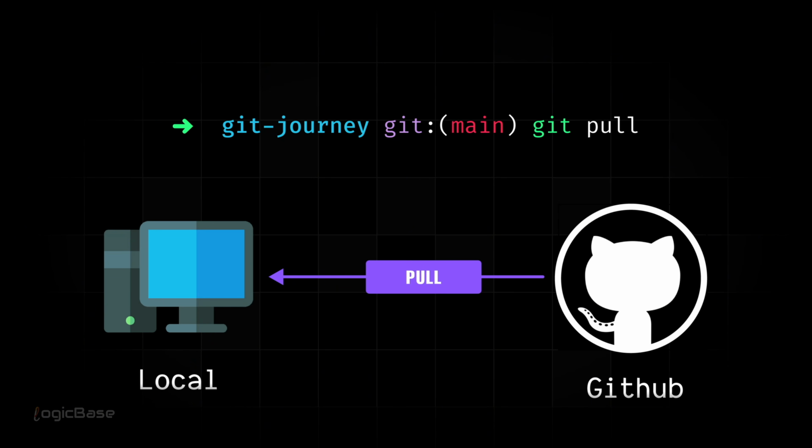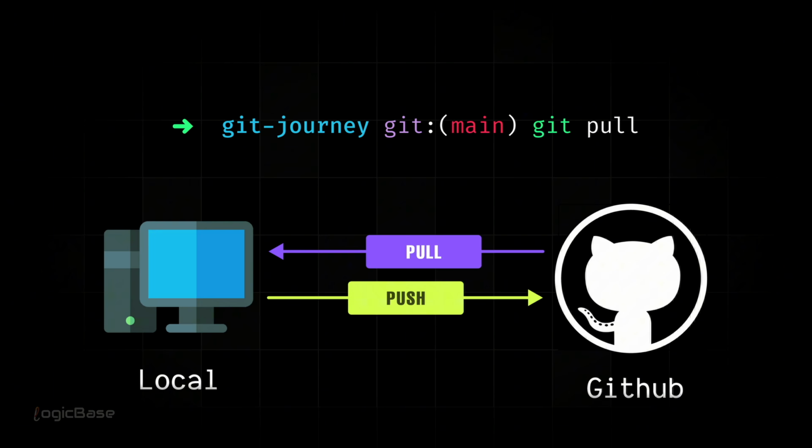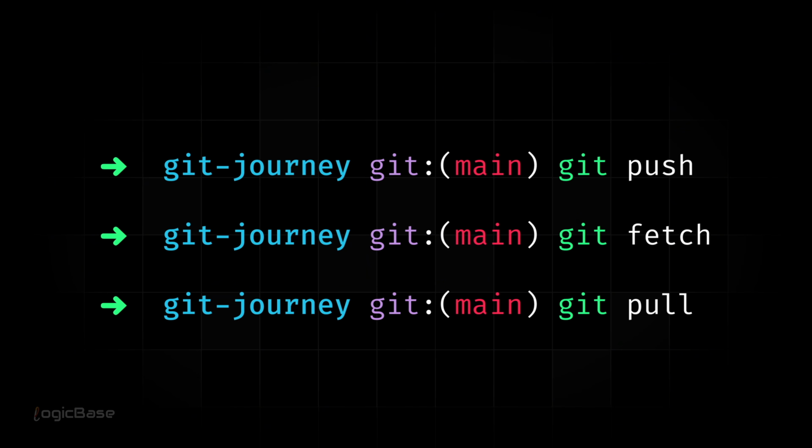We have now learned how to push changes from local to remote, fetch changes from remote without merging, and pull changes from remote while merging them automatically. These three commands, push, fetch, and pull, are among the most frequently used Git operations and are more than enough for most of our daily development work. Now, let's move on to something new.